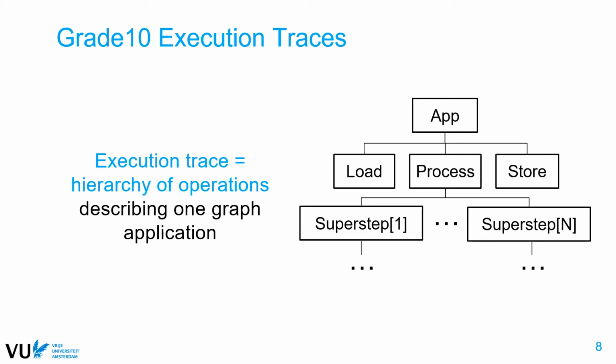The process operation in turn can be split into supersteps, which is a common name for iterations in distributed graph processing, and so on. For each operation in the execution trace, Grade10 records the start and end time of the operation, as well as any dependencies that may exist between operations. These traces can be made arbitrarily deep and detailed to support more fine-grained performance analysis.